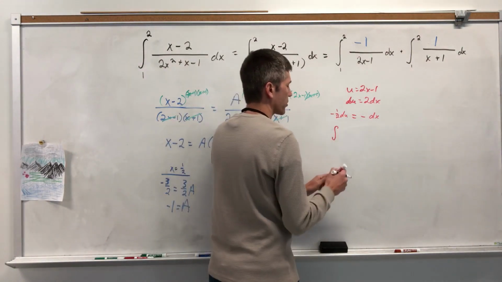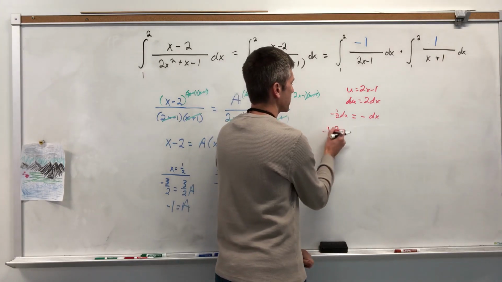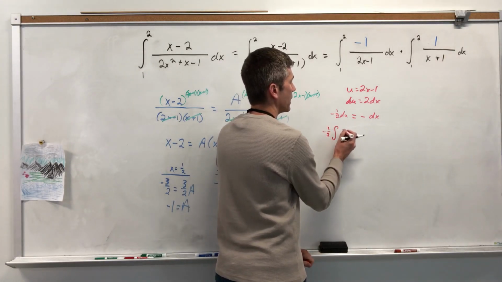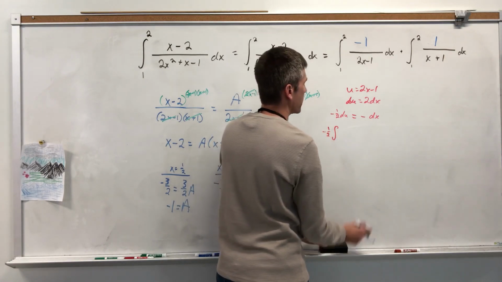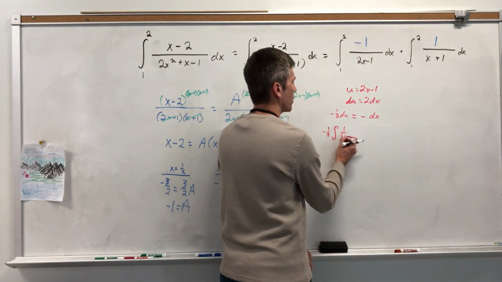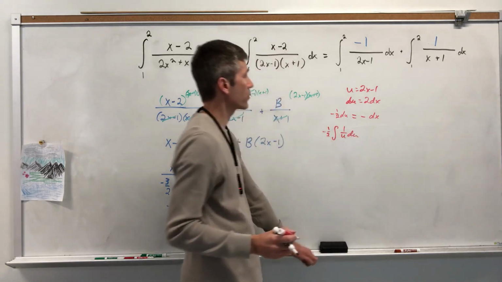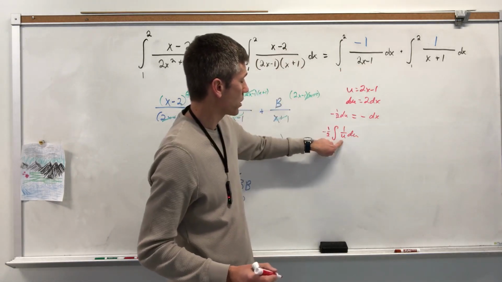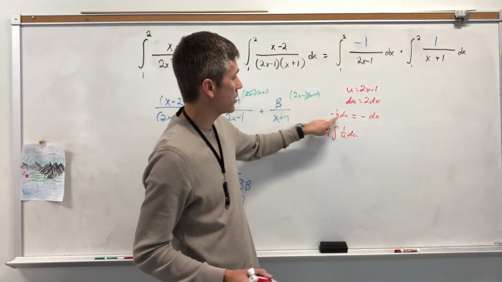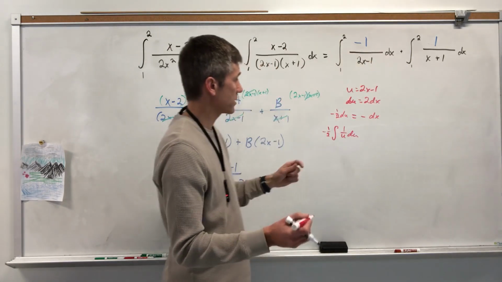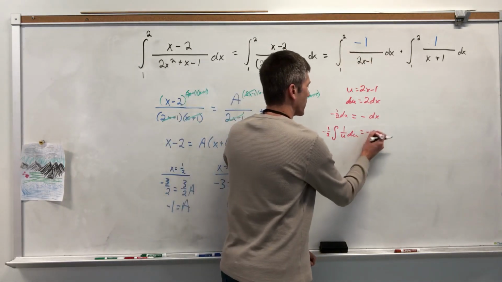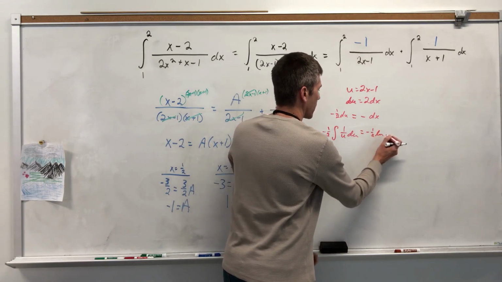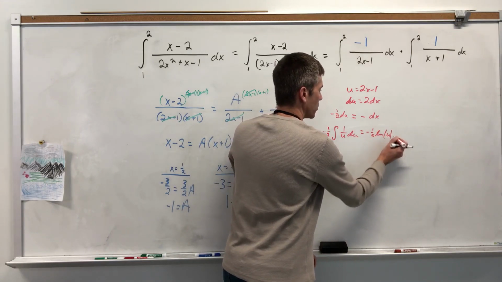I really have the integral of, let's see, call it negative 1/2, 1 over u and then du. Everything's accounted for. There's your u. Negative 1/2 du is negative 1 dx. It's all accounted for. This is going to give me negative 1/2 natural log of u, and then plus c.